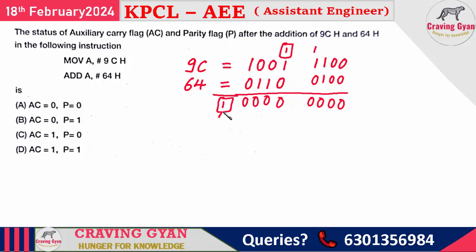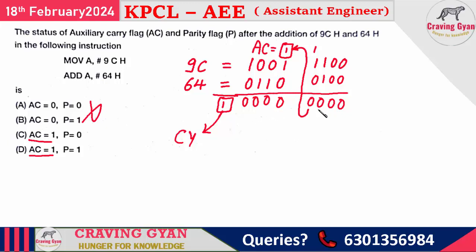What does this value mean? This value is going to be denoted by carry flag. Is there any carry from a lower significant nibble to higher significant nibble? Right? From lower nibble to upper nibble, is there any carry? Yes, there is a carry. So that is defined as auxiliary carry. So the value of auxiliary carry is 1. So options A and B are eliminated easily.